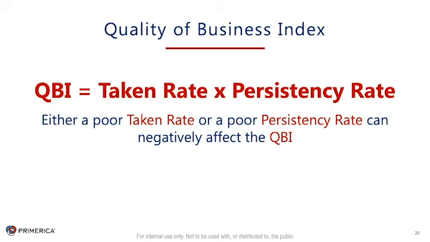Now, how do we calculate QBI? Because everybody always wants to talk about QBI. It's pretty simple. We look at your taken rate, we multiply it by your persistency rate, and that's your QBI. So in a simple form, taken rate is your ability to turn applications into policies. We multiply that by how well you keep your policies in force over 13 months, and that tells you your QBI.